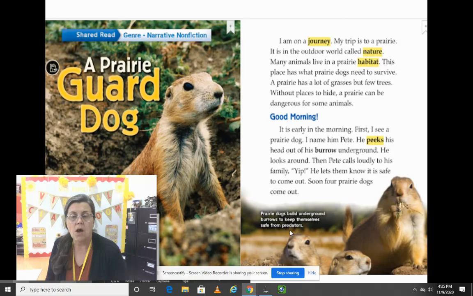Caption. Prairie dogs build underground burrows to keep themselves safe from predators.